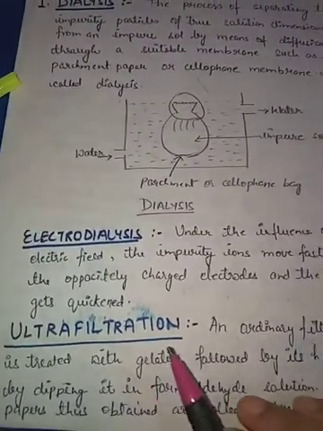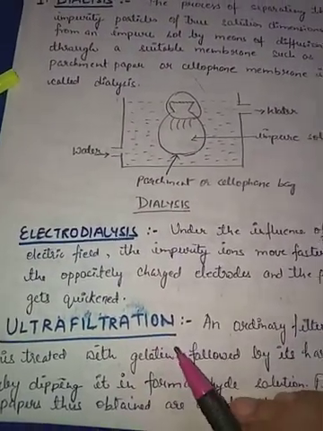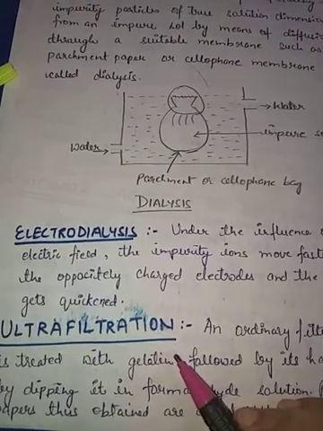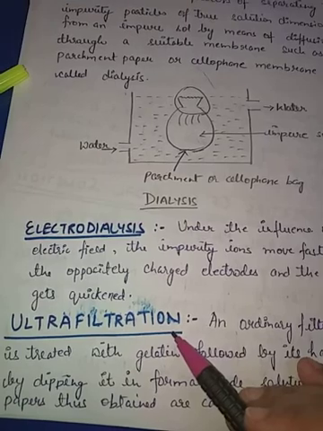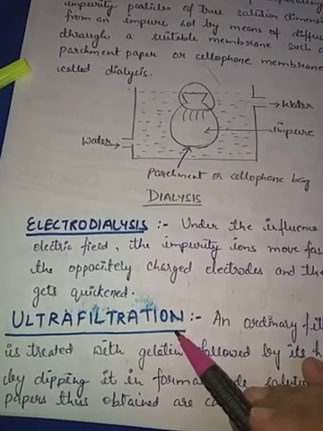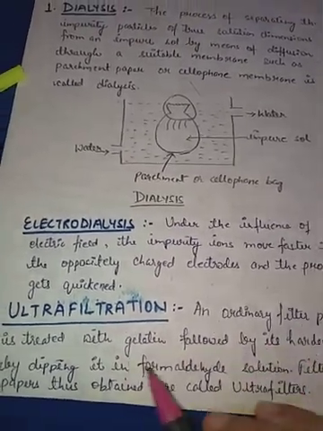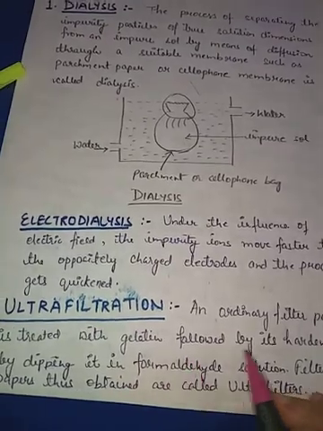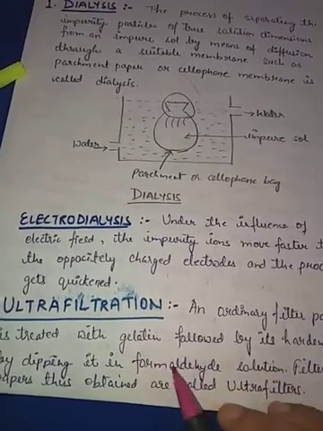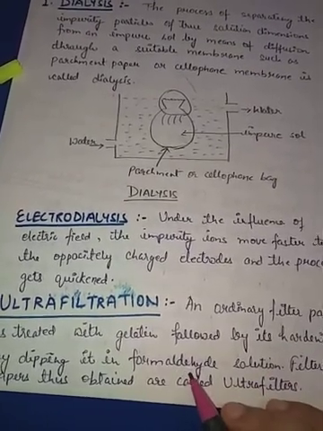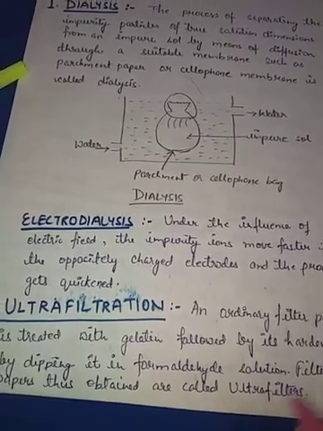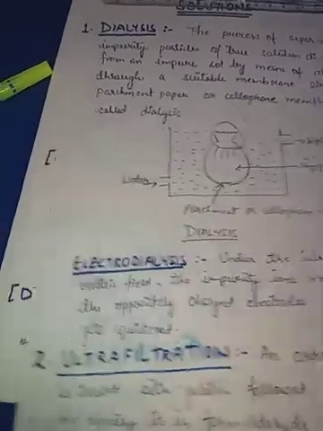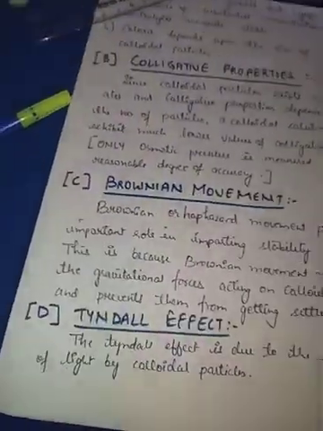Now the second one is ultrafiltration. Colloidal particles can easily pass through ordinary filter paper, so we cannot use ordinary filter paper to filter them. So ordinary filter paper is treated with gelatin, followed by hardening, and the hardening is done with formaldehyde solution. The filter papers we then get are called ultra filters, and the purification done with them is called ultrafiltration.